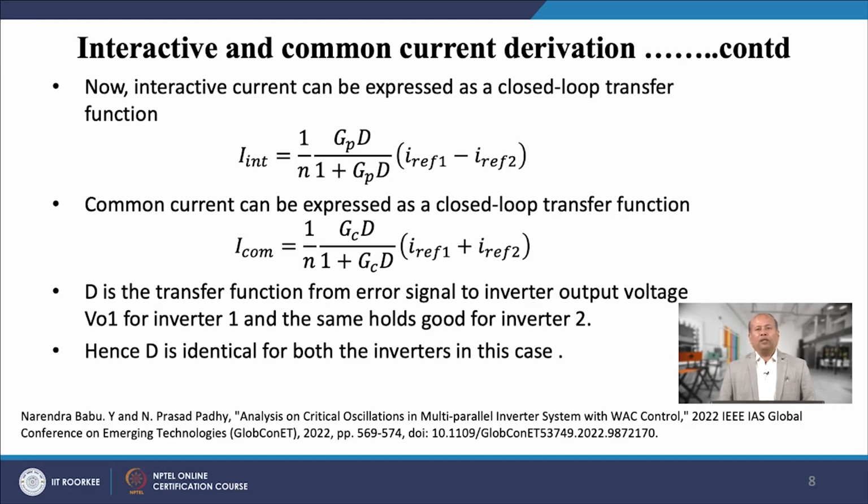Not all the values of controller gains which meet the phase margin and cutoff frequency requirements will eliminate interactive currents. Lastly, if we look into the expression of common current, it is proportional to the transfer function Gc, D and the sum of the reference currents of both the inverters. The dynamics of common current of both the inverters are dependent on the grid impedance.